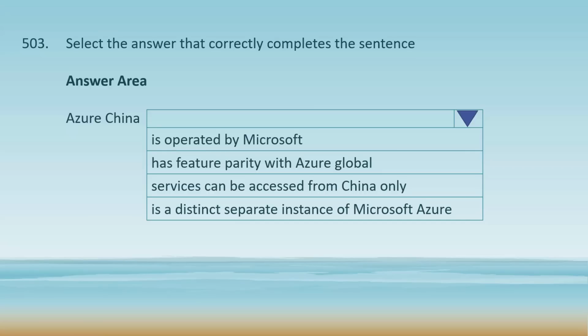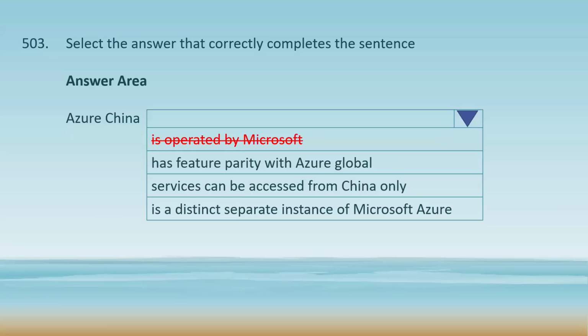Let's start with question number 503. Select the answer that correctly completes the sentence. Azure China, and your options are: is operated by Microsoft, has feature parity with Azure Global, services can be accessed from China only, is a distinct separate instance of Microsoft Azure. Now, folks, Azure China is operated by 21Vianet, so the first option is incorrect.